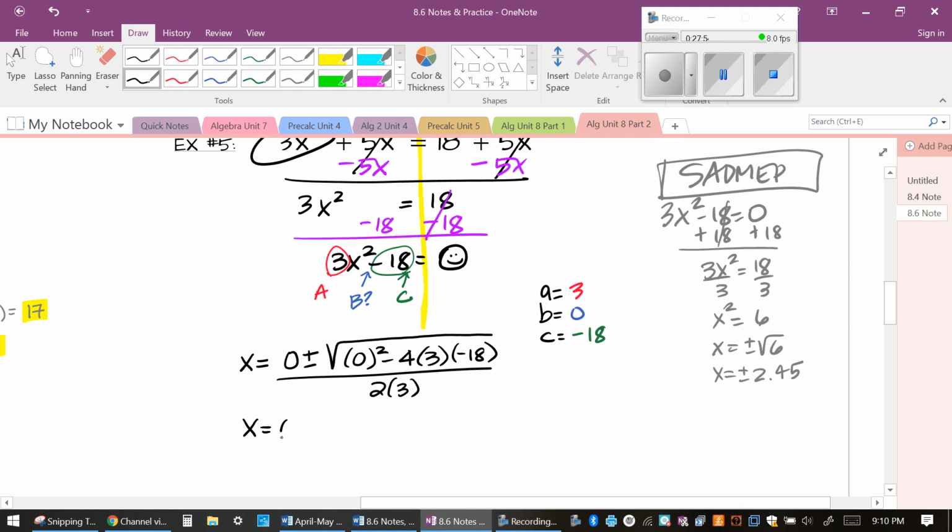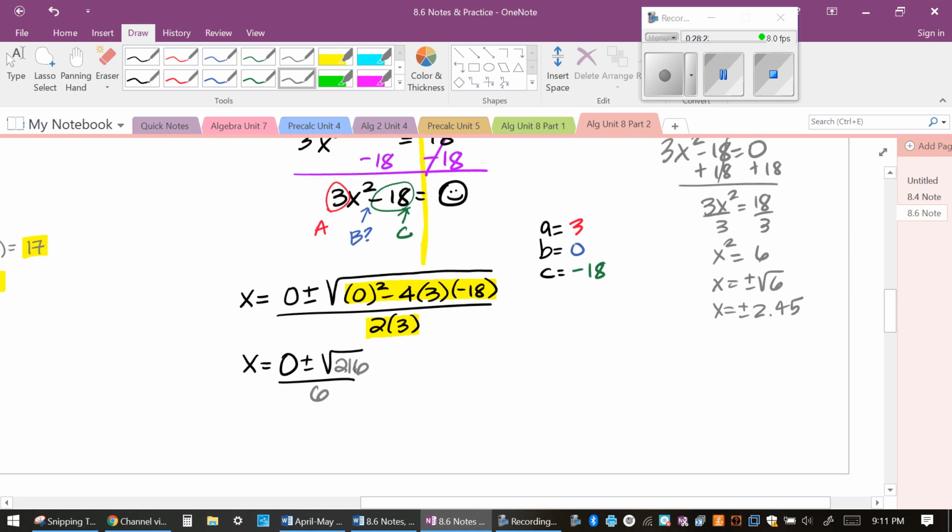Go ahead and simplify the numbers inside of the square root. Make sure that you're not actually putting the square root into your calculator when you're doing this. So don't put the square root, just put 0 squared minus 4AC, 4 times 3 times negative 18. You should get an answer of 216 for the numbers inside of the root, and then 6.